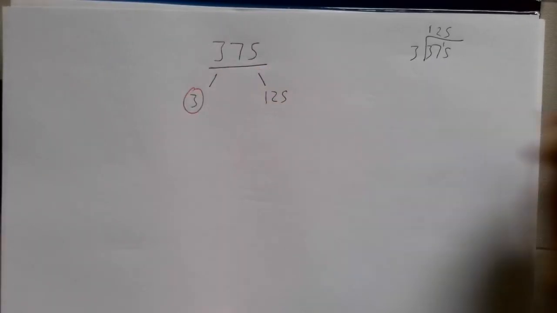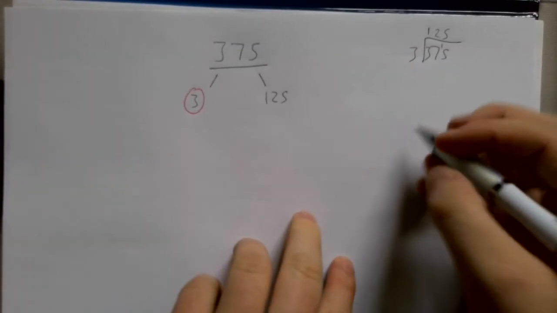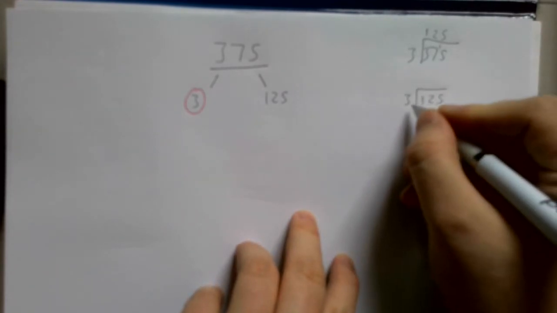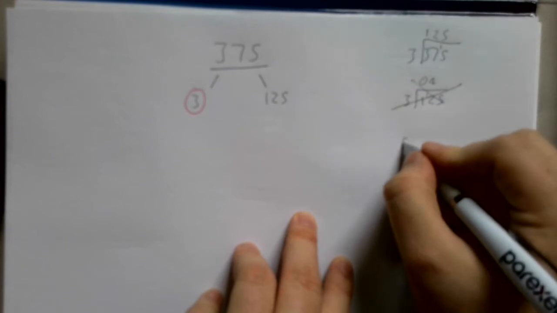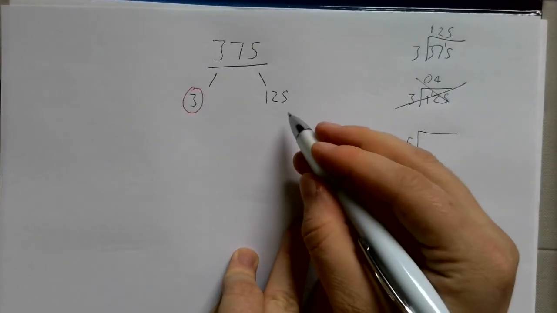Close off my 3. Now 125, not even, so I know it's not going to be 2. Let's try 3 going into it. 3 into 1 doesn't go. 3 into 12 goes 4 times, and then 3 doesn't go into 5. So I know that 3 is not a factor. Let's try the next biggest prime number. It's 5. Well, it ends in a 5, so I've got a good guess that it does go in.